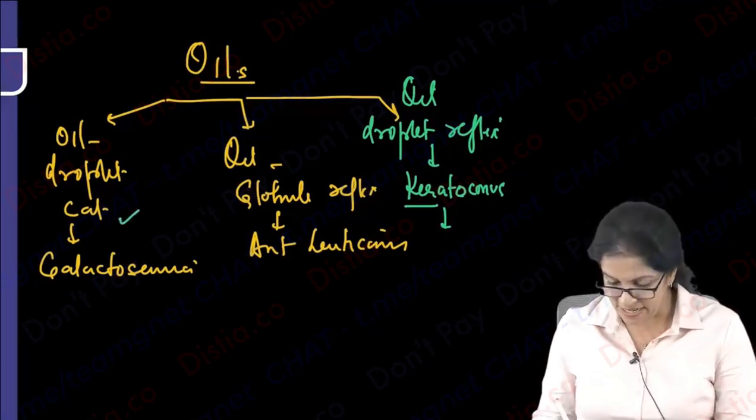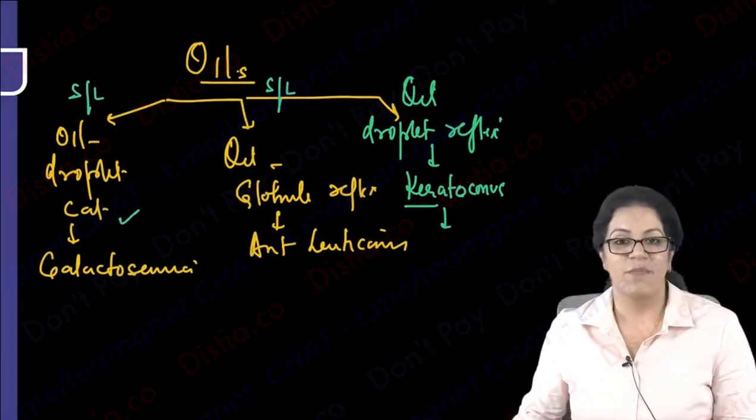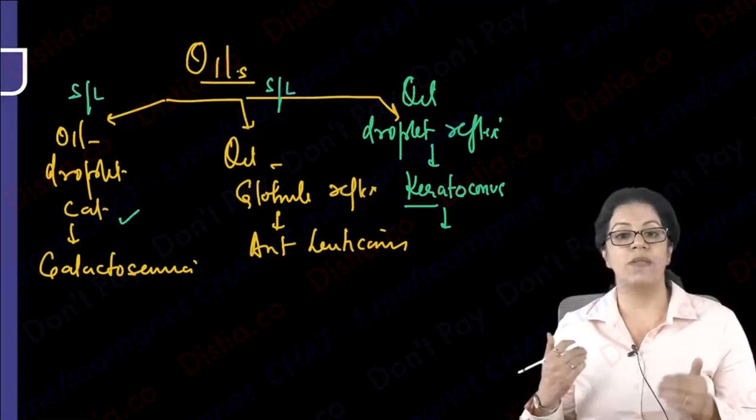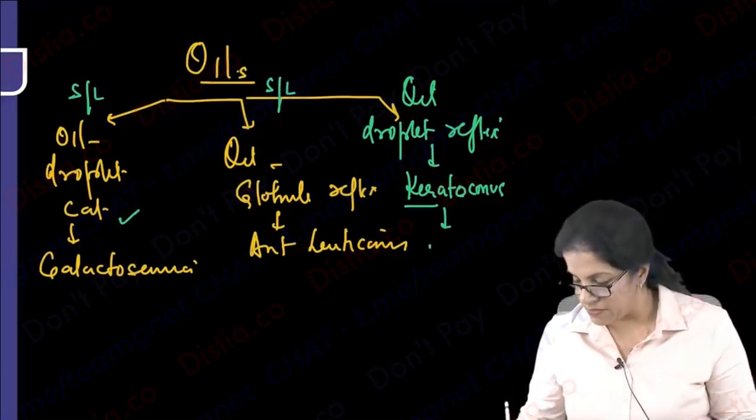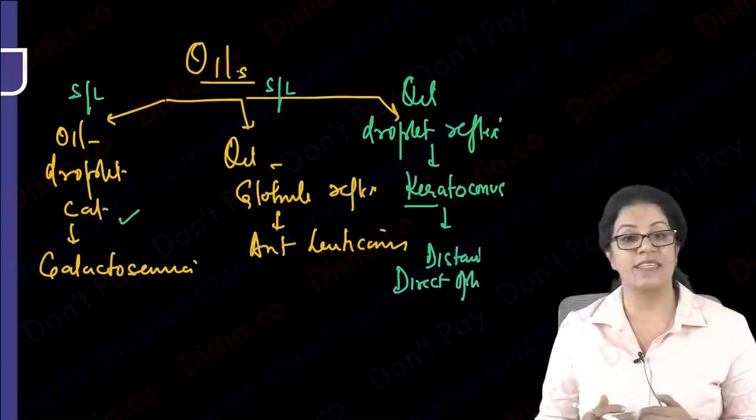These are slit lamp findings. This I am seeing through slit lamp. This also I am seeing through slit lamp. But when I talk about oil droplet reflex, it's a finding of distant direct ophthalmoscopy. Do we know what is direct and indirect? We have discussed in the introduction.